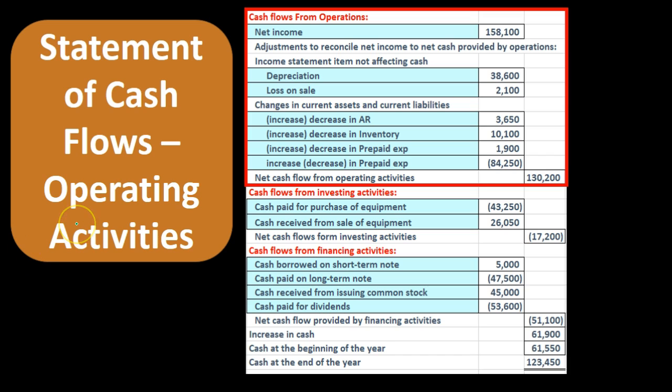When we think of cash flows from operating activities, we're basically taking the income statement in essence and converting that net income in one format or another, either the direct method or indirect method, to net income on a cash basis or net cash flows from operations.